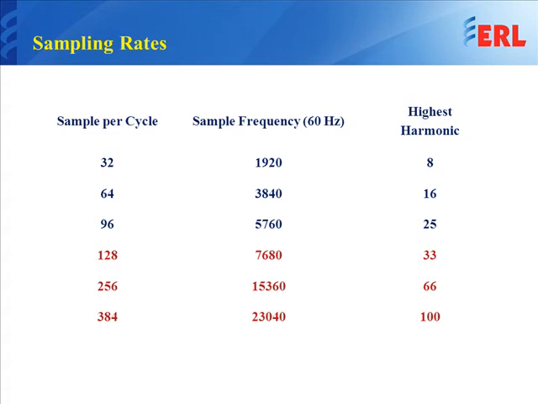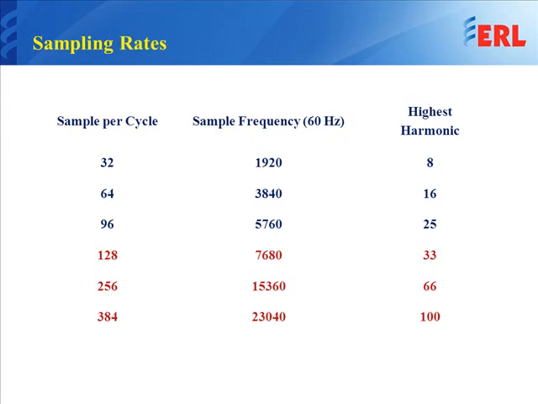Sampling rates. Sampling rates are important if you want to capture more harmonics. For example, if you're sampling at 32 samples per cycle, the highest harmonic you can get is up to the 8th. Now microprocessor relays offer 96 samples per cycle, and it will capture all the way to the 25th harmonic. Now if you keep increasing the sampling rate, you're going to increase the frequency range and also your harmonic range. So digital DFRs can now do 384 samples per cycle, which will give you the 100th harmonic.